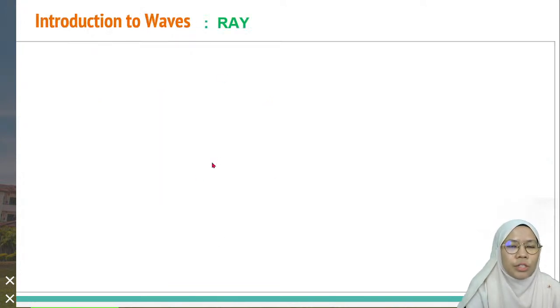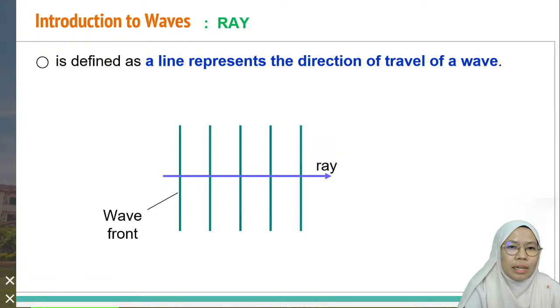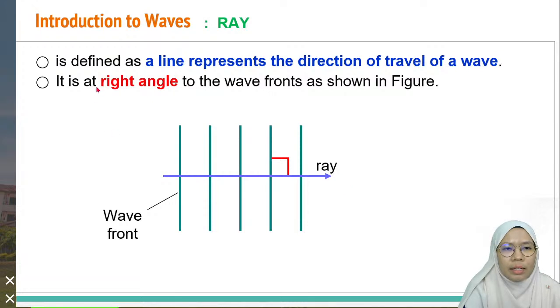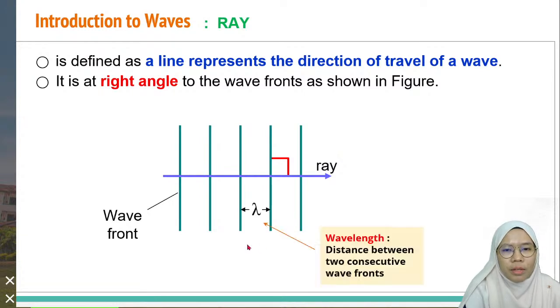So a bit of introduction to waves. We are going to look at some of the terms that you will often see in chapter 7. The first term is ray. Ray is defined as a line that represents the direction of travel of a wave. So this is the ray, showing that the wavefront is propagating to the right. It is at right angle to the wavefront as shown in the figure. So this is the side of the wavefront, and this is the ray, so they are always perpendicular. And the distance between 2 consecutive wavefronts is called the wavelength, right?